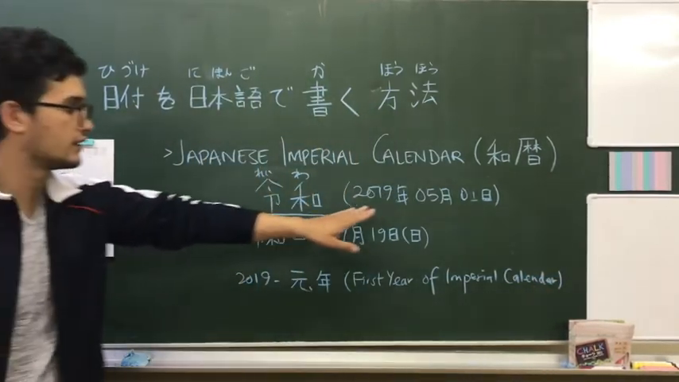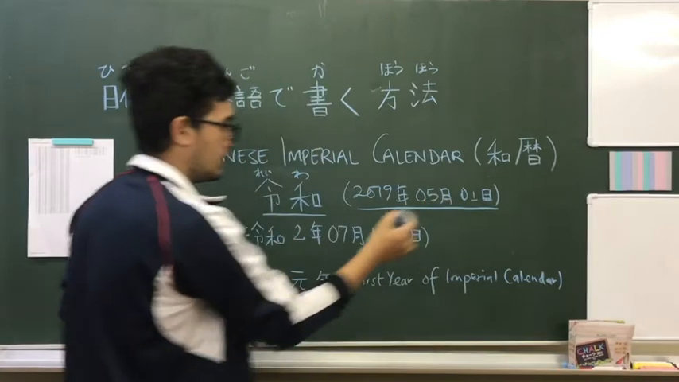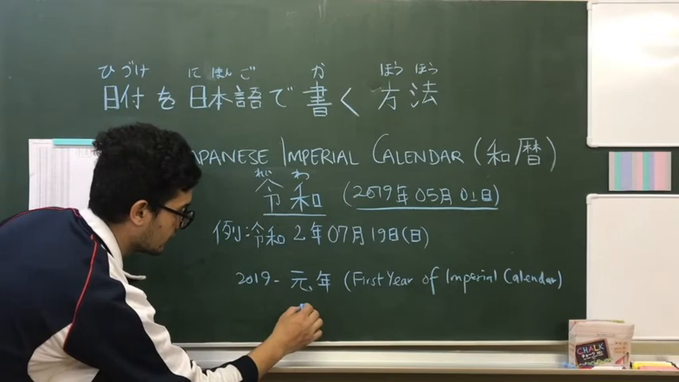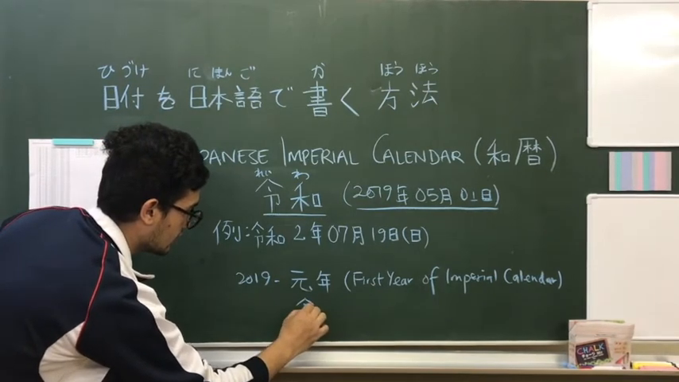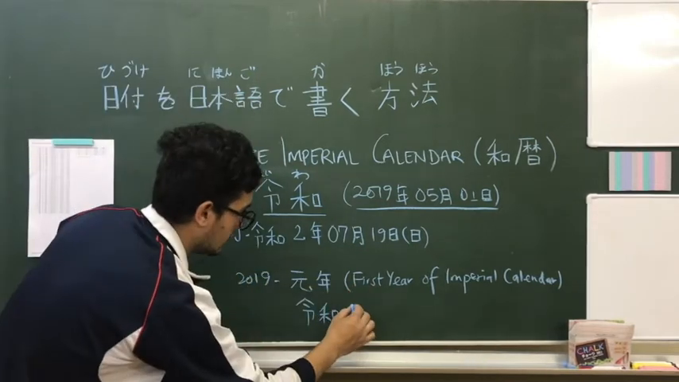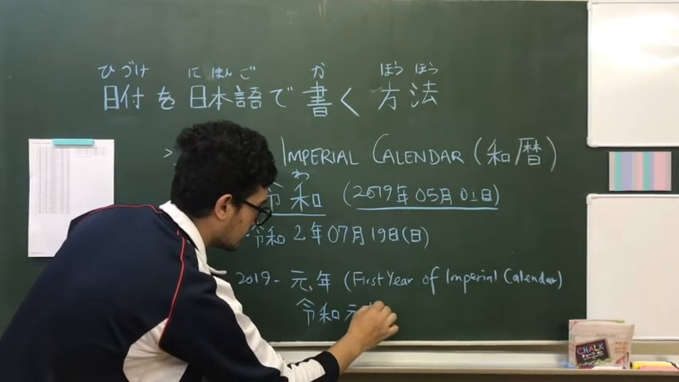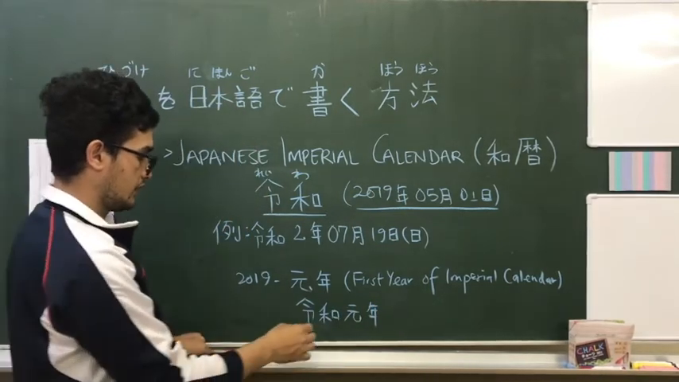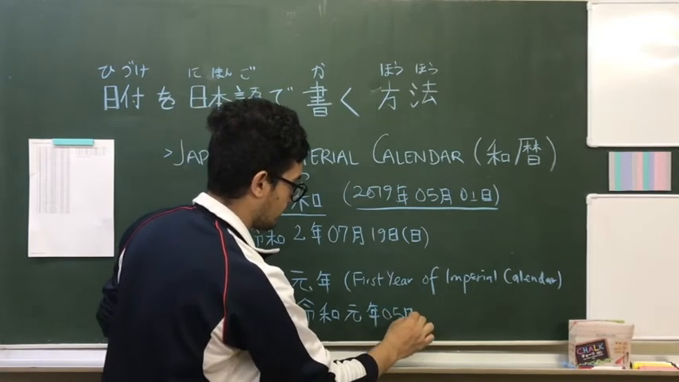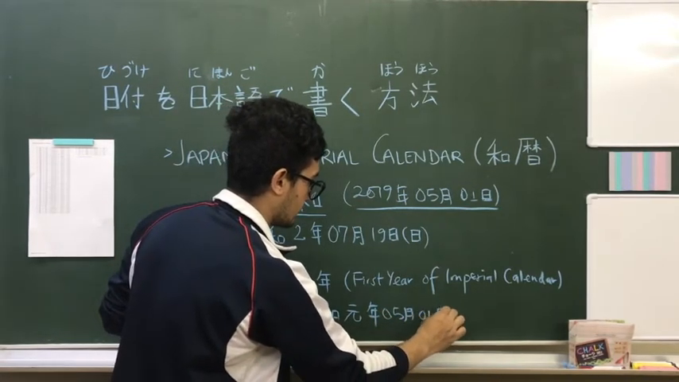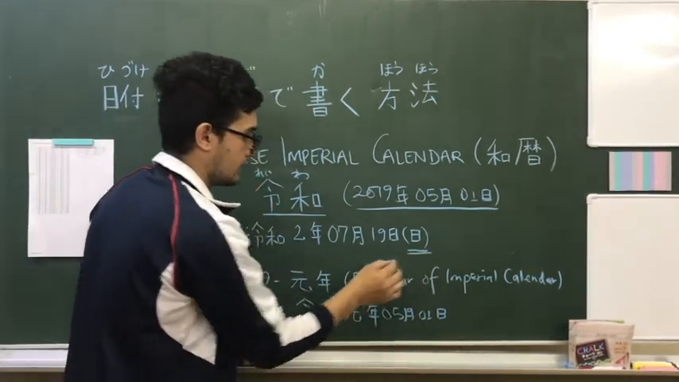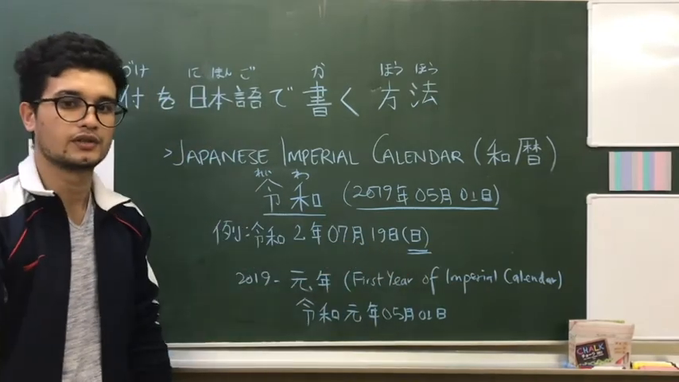So let us write this date in Reiwa, or in the Japanese Imperial Calendar way. How do you write that? First, you write Reiwa, then you write Gannen. Okay, guys. After that, you write May, and then the first, and you close it. And next thing is, it is optional to write the date. You can write it, you may not write.